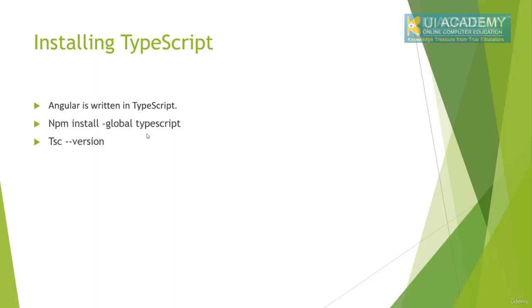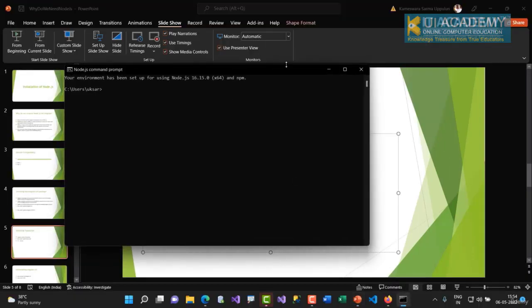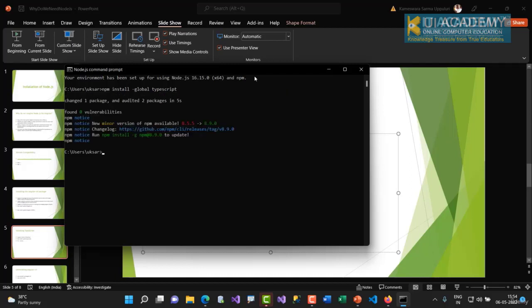And once it is installed successfully, you can type tsc --version to find out which version of TypeScript has got installed. So let's go back to the Node.js command prompt, and I'm going to simply type npm install --global and then followed by typescript, and then press enter. Now this is going to install TypeScript for you. In fact, instead of using --global, you may as well use the -g.